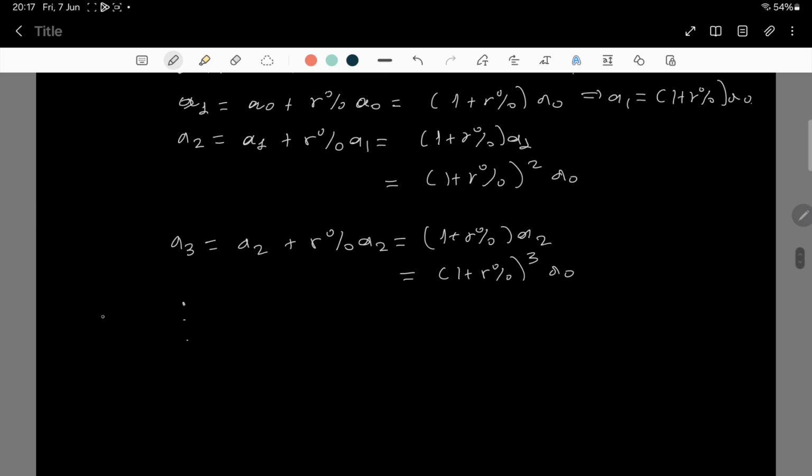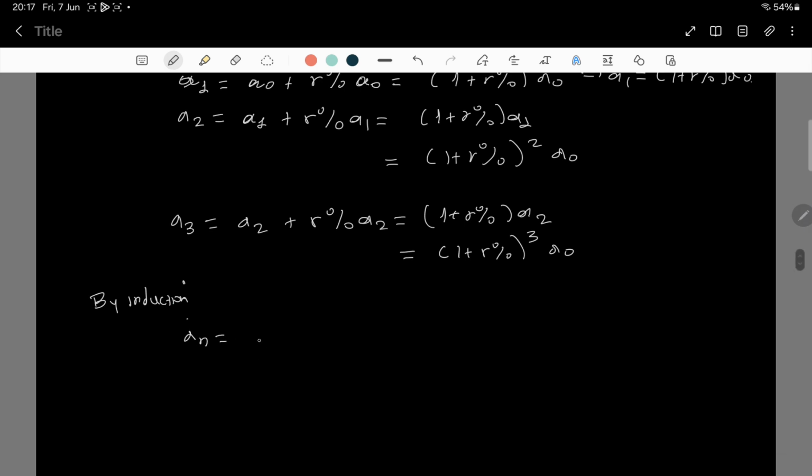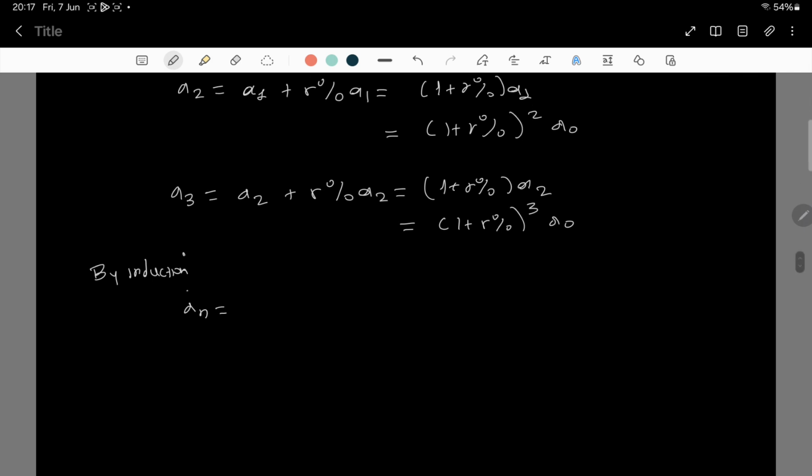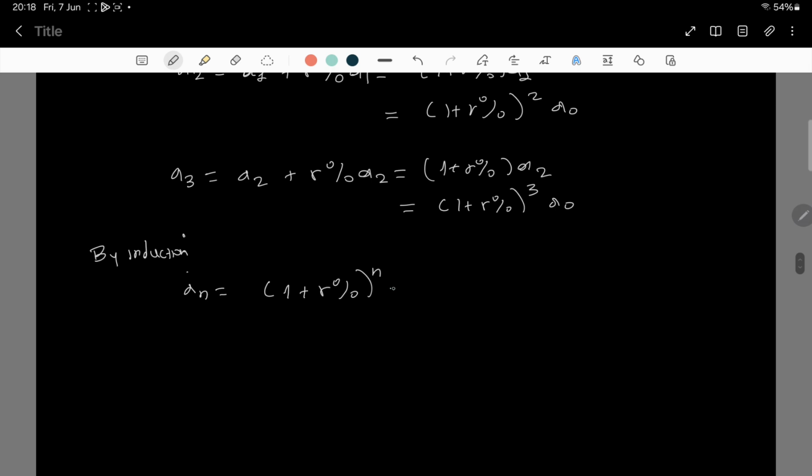Now I continue, and by induction I have the following: that A after n years is 1 plus R percentage to the power of n times A0.